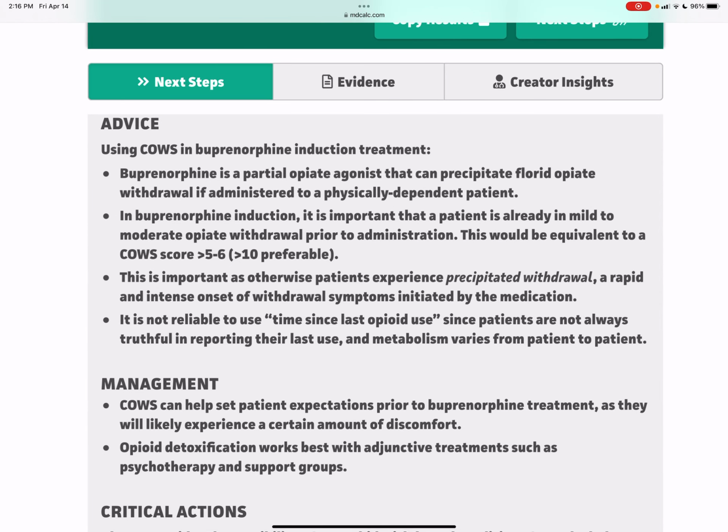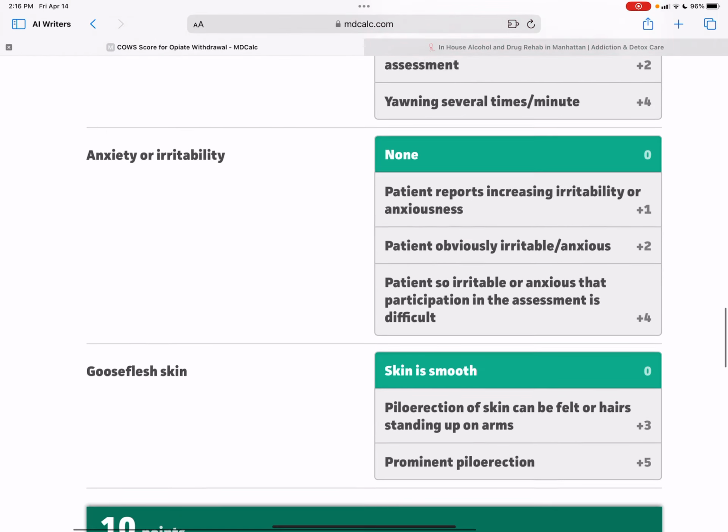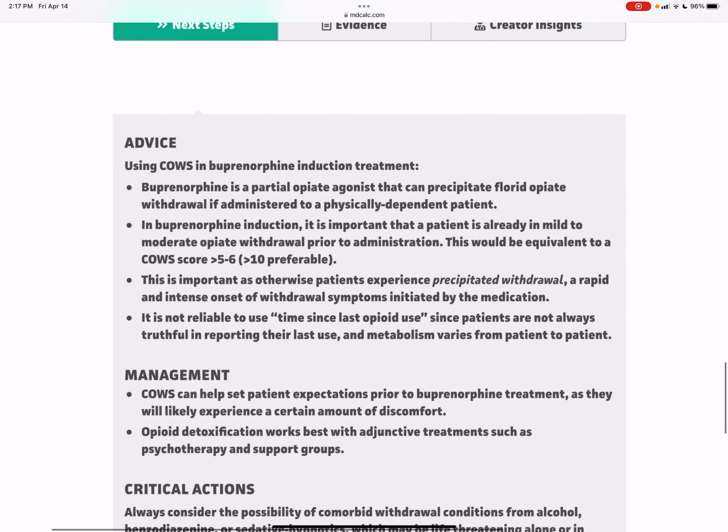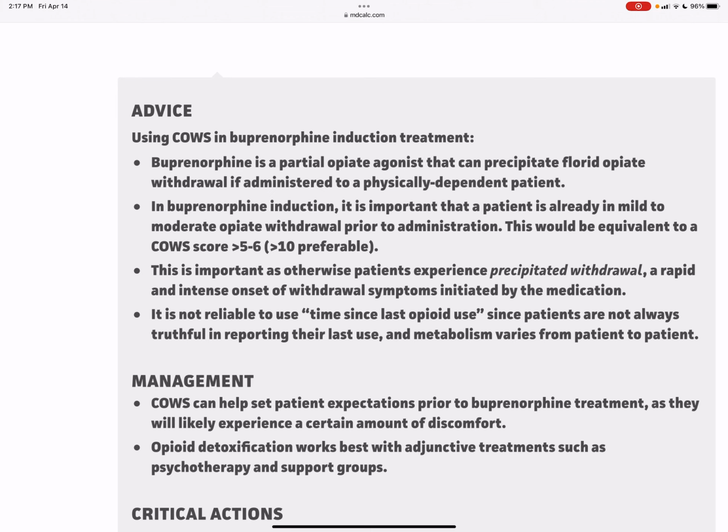2 hours later, I'm going to check again, same symptom checklist. If your score is still greater than 10, then I will give you 8 milligrams. We're doubling the dose every 2 hours. Check again in 2 hours. If your score is still more than 10, then we will increase the dose again.